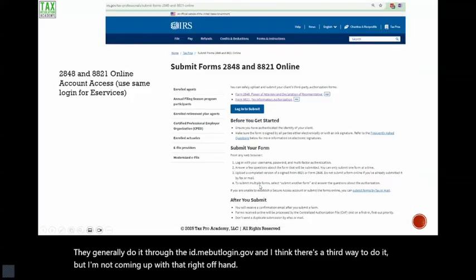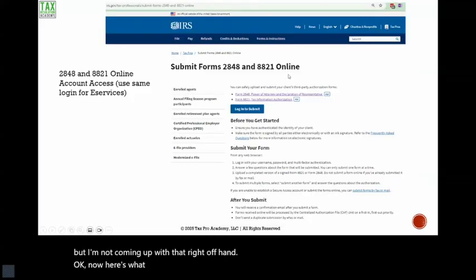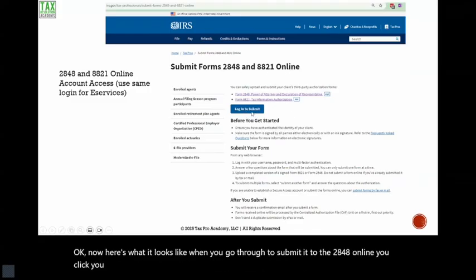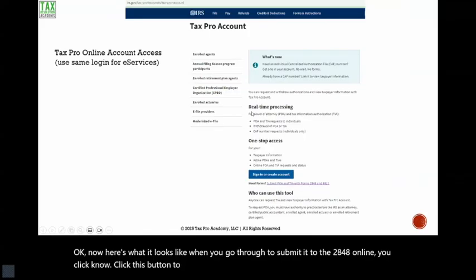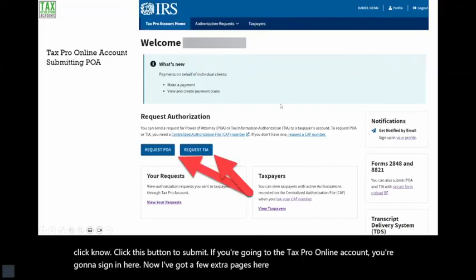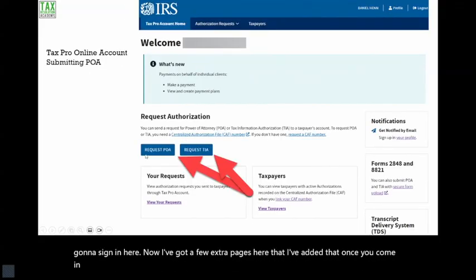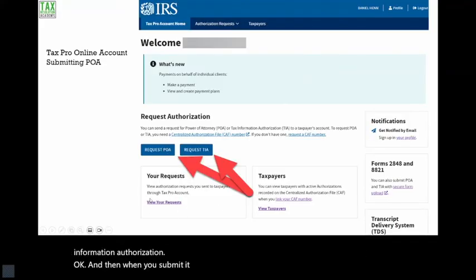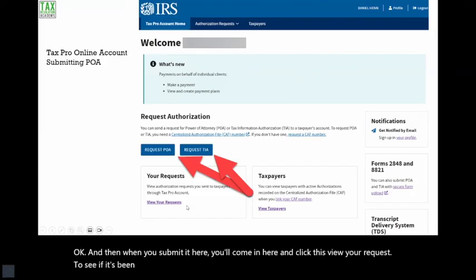Okay, now here's what it looks like when you go through to submit the 2848 online. You click this button to submit. If you're going to the Tax Pro online account, you're going to sign in here. Now, I've added a few extra pages here: once you come in here, you can click to request a power of attorney or request a tax information authorization. Okay, and then when you submit it here, you'll come in here and click this view your request to see if it's been accepted there.